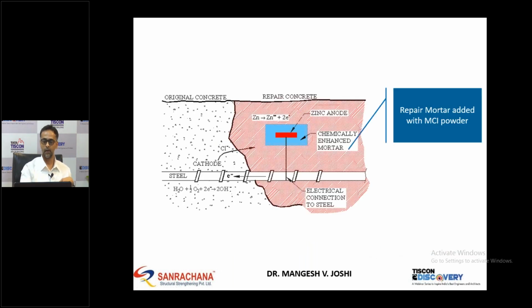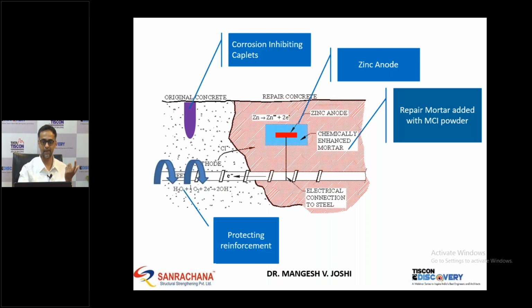So in modern repairs, which can be like this typically, and in corrosion you can take as many options as you like depending on the importance of the structure. So in this particular case, we are putting a zinc anode, then we are putting this type of capsules and MCI treatment also to protect the steel.